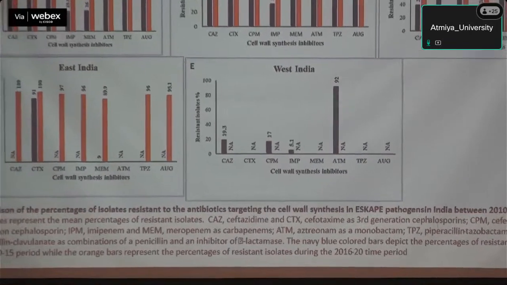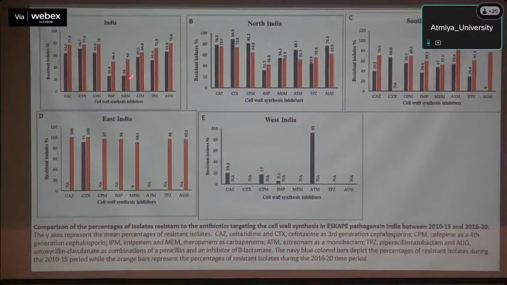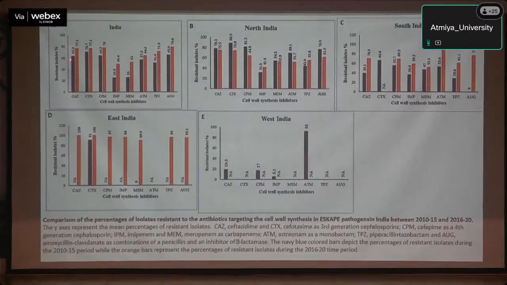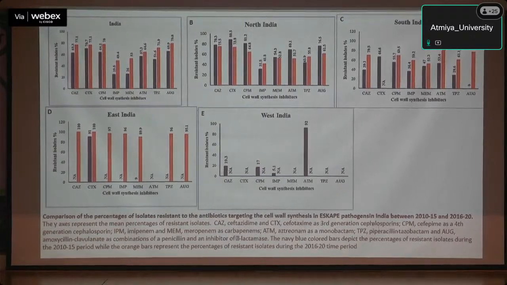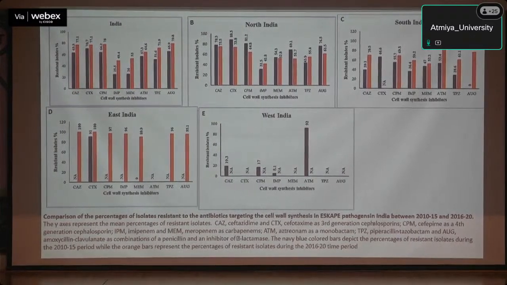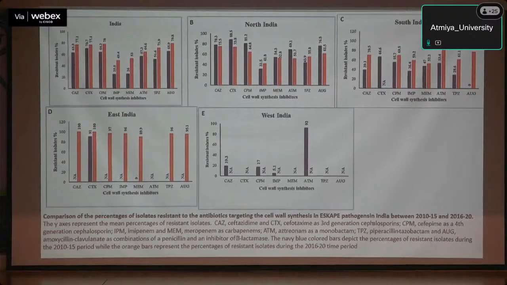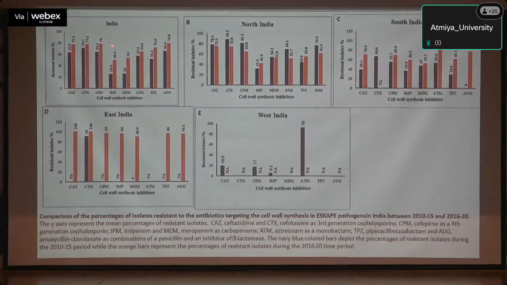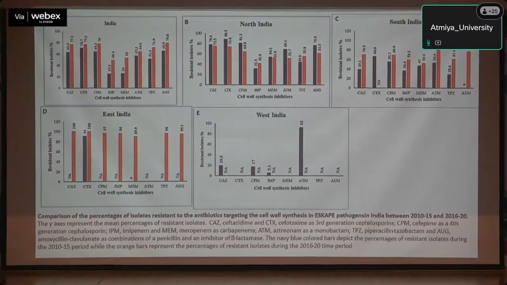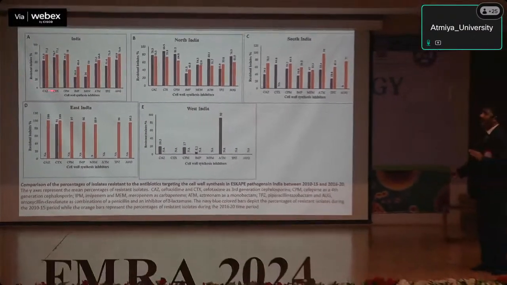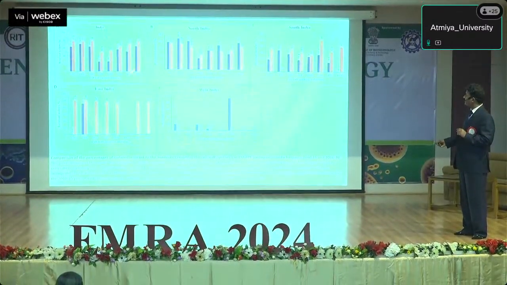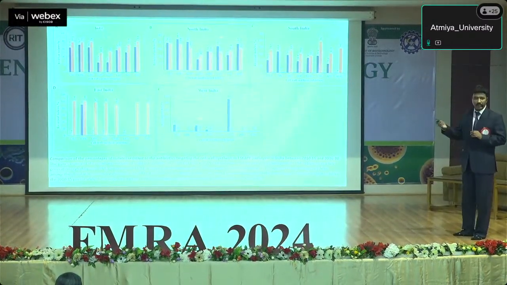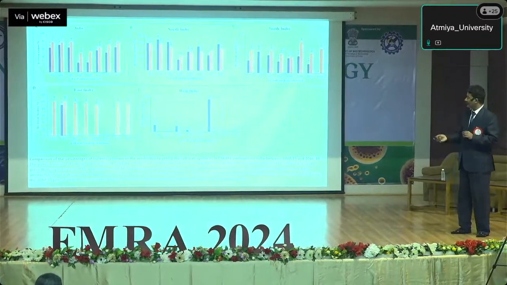Okay, now when we take a look at the cell wall synthesis inhibitors within India, you can see the blue color is 2010 to 2015, and the orange color represents 2016 to 2020. So there is some increase in resistance for almost all beta-lactam antibiotics if you consider India as one unit. Right, and the present paper will only talk about India as one unit. The regional data we will be submitting and publishing elsewhere.